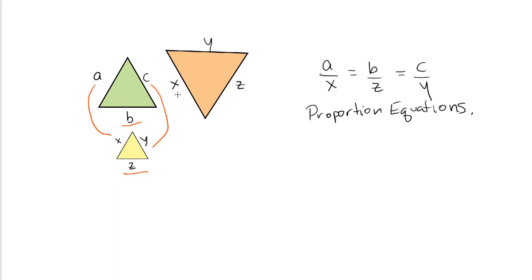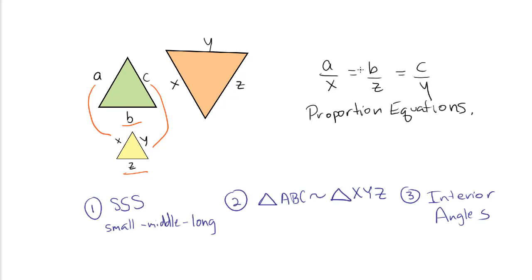So what is the right proportion? Is it still A to X, B to Z, C to Y? The simple answer is no, not necessarily. So we need some accurate, reliable methods to correctly set up the proportion equations. That is the key to similar triangles. So what are those methods? Well, let's look at them from simplest to hardest.